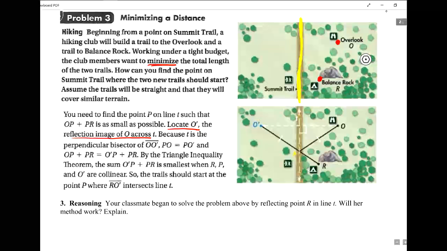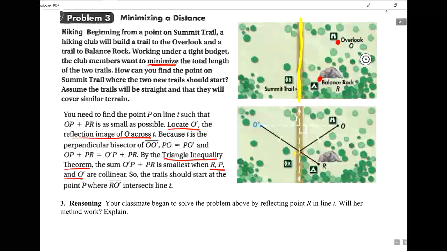And using our triangle inequality theorem, remember that? It says the sum of any two sides is greater than the third side. This length is going to be the smallest when all three of these points, R, P, and O prime, are collinear, because that's the smallest a triangle can get. It's not even a triangle then.